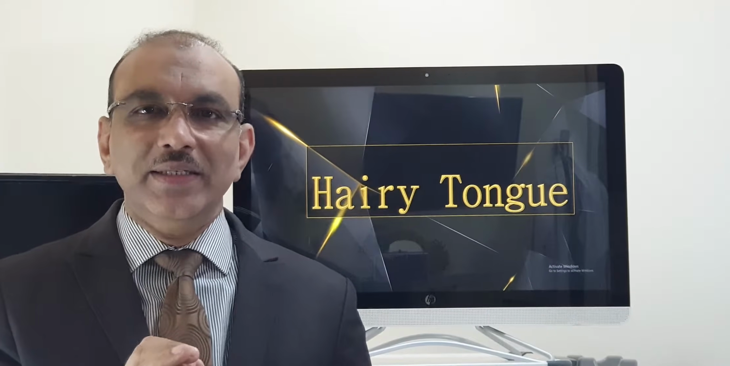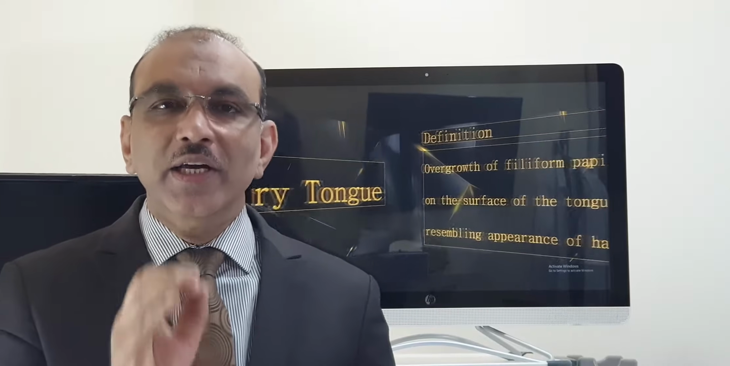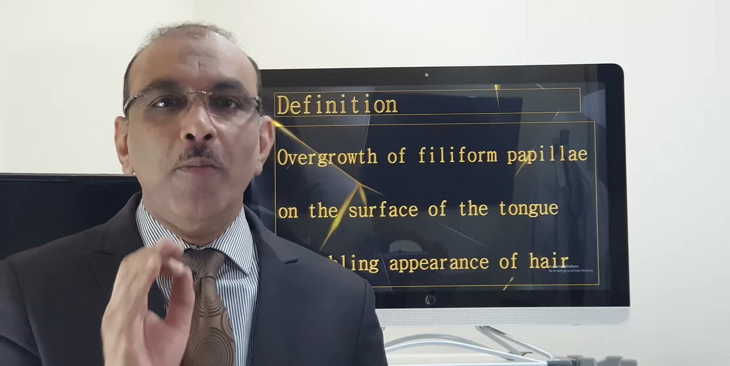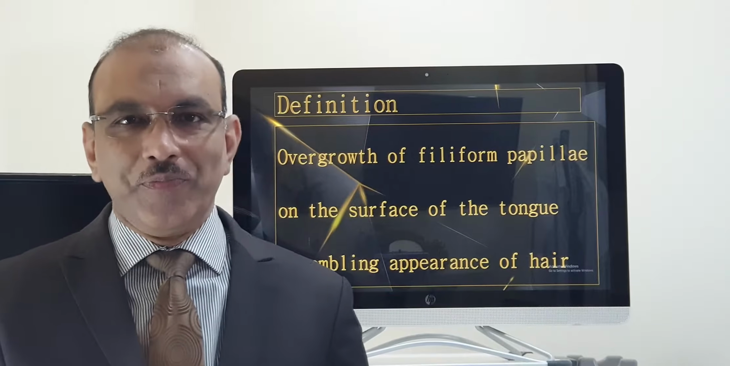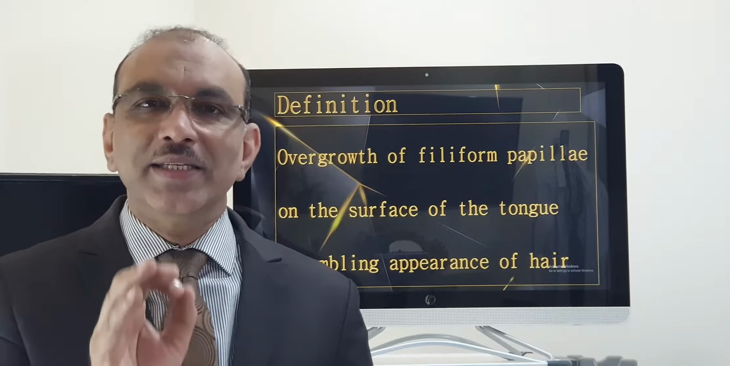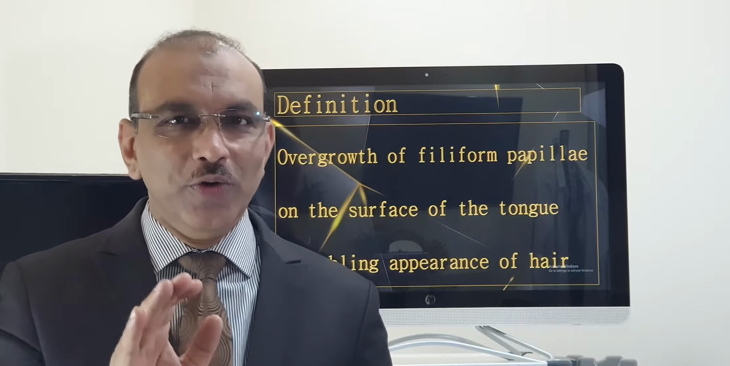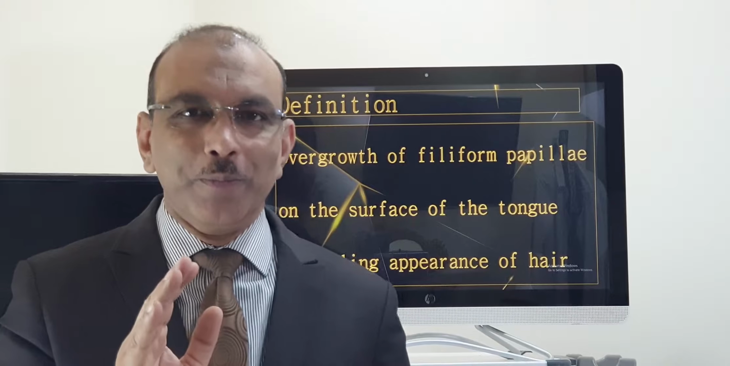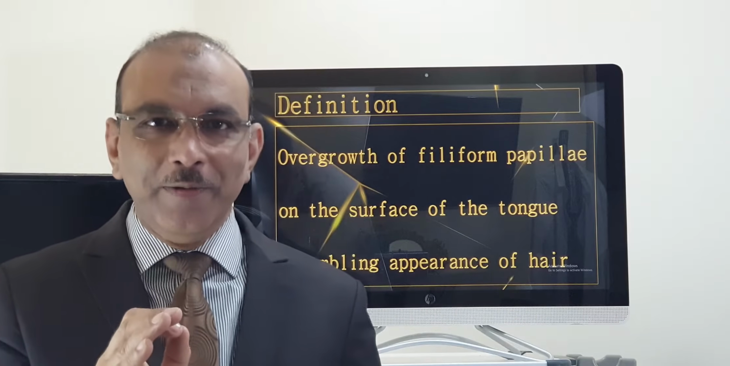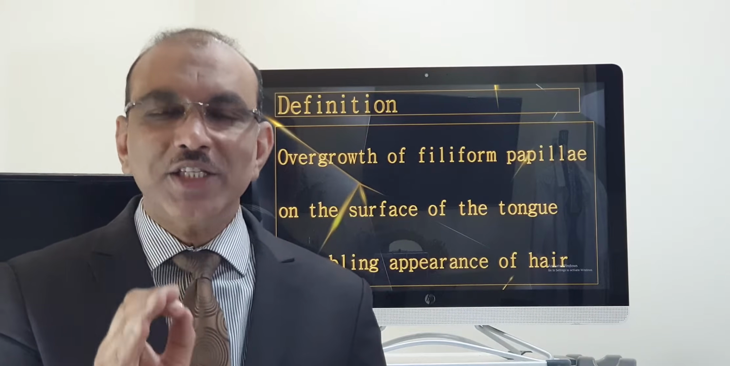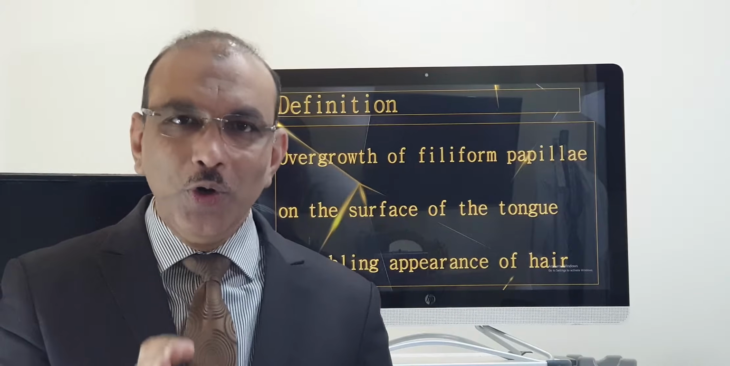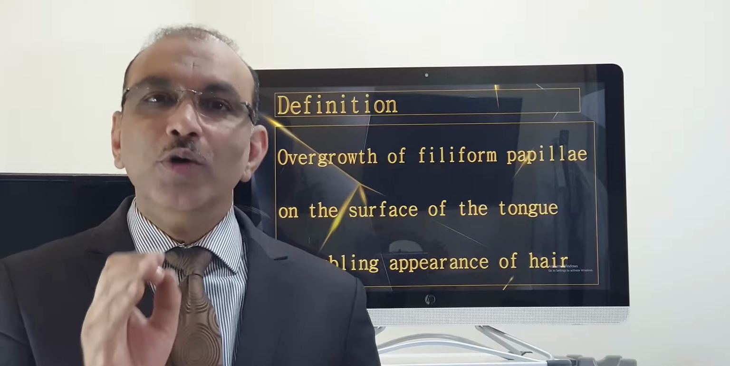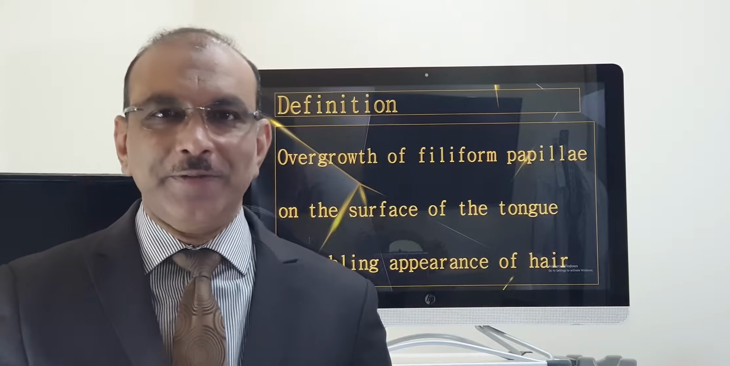Why does this happen? This happens because there is overgrowth of papillae, known as filiform papillae, on the surface of the tongue. This results in hairy tongue. So, I am sure you didn't understand. Let me explain to you. To know that in detail, you have to know the structure of the tongue. You know that the tongue helps in digestion, and most important for that, you need taste buds.